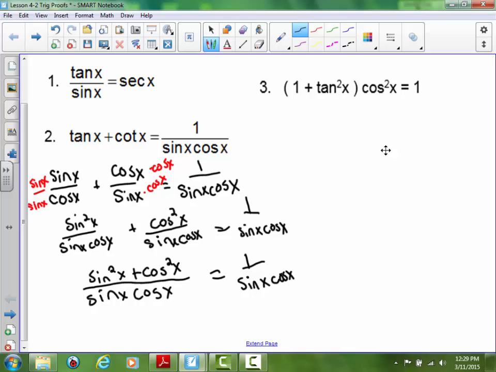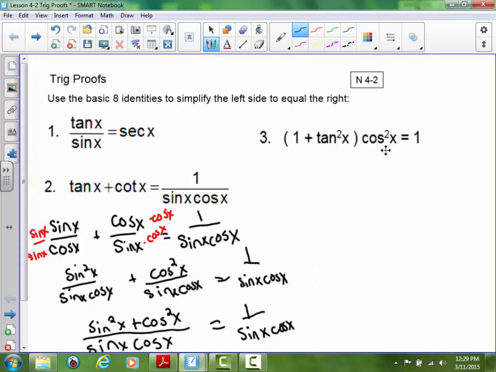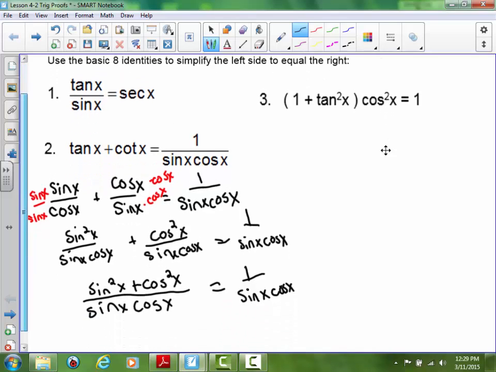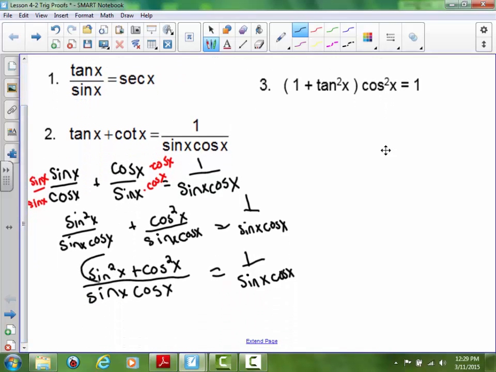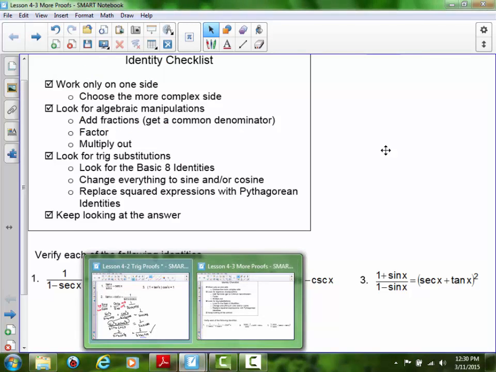Okay, so sine squared x plus cosine squared x, I check, and sure enough, that matches my identity, and it says that is equal to 1. So all of that is equal to 1. So I now have 1 over sine x cosine x is equal to 1 over sine x cosine x. So we're done. Okay, we have one more example.